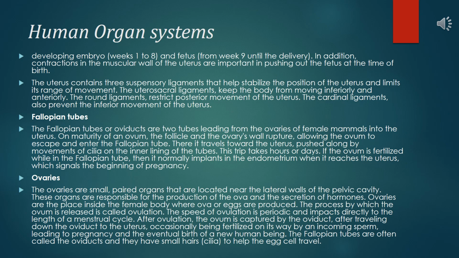After ovulation, the ovum is captured by the oviduct, traveling down the oviduct to the uterus, occasionally being fertilized on its way by an incoming sperm, leading to pregnancy and the eventual birth of a new human being. The fallopian tubes are often called the oviducts, and they have small hairs, cilia, to help the egg cell travel.